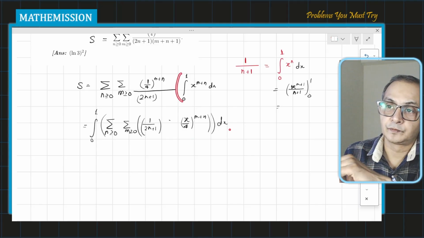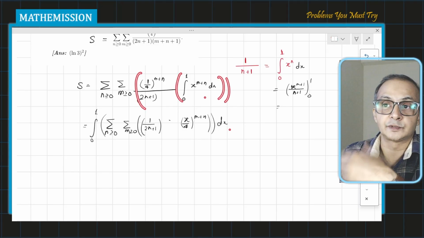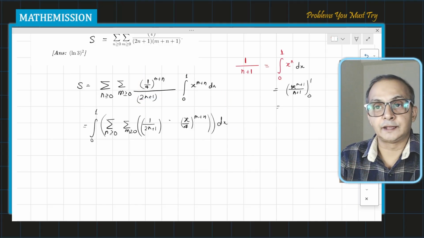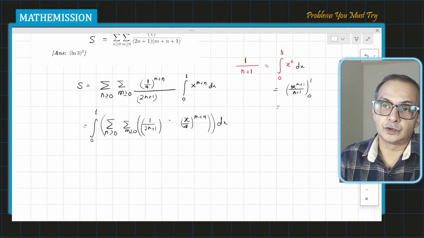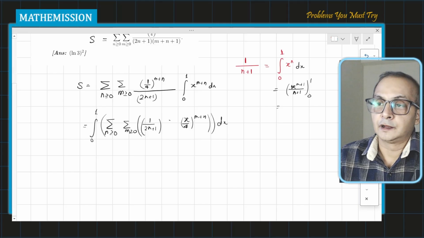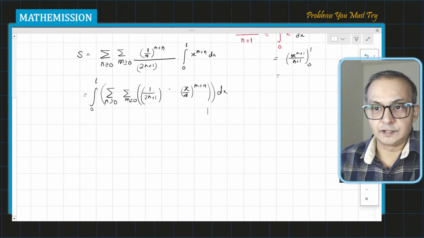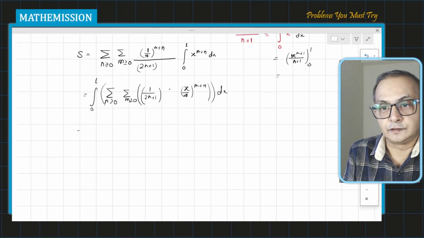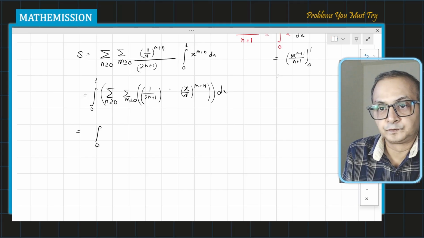Earlier, you were integrating this first, and whatever result came in terms of m and n, you were applying the summation sign over it. So this is actually a very useful technique in calculus, that we can swap the summation and integration signs with each other. Now this I can club.